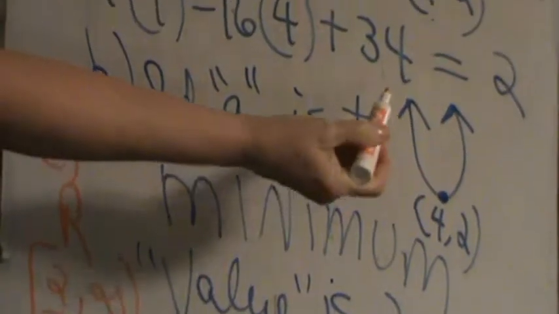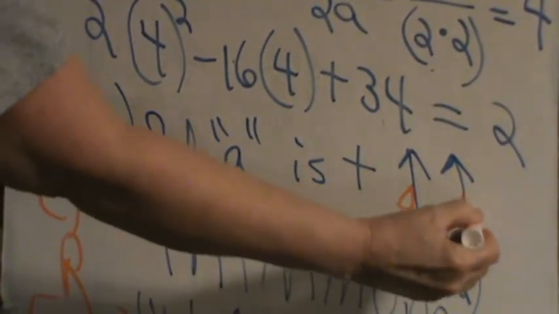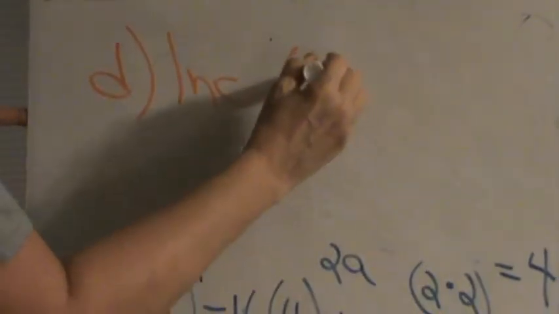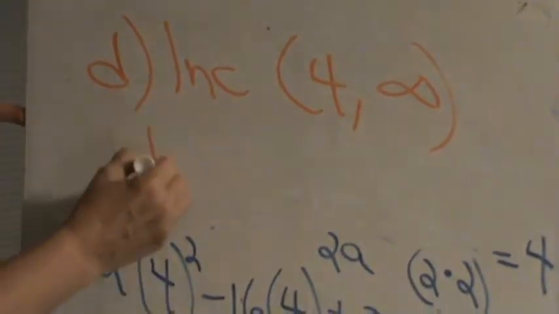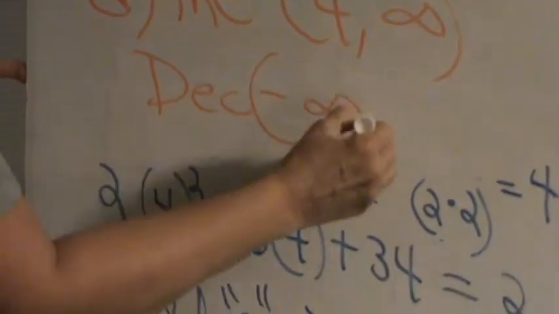All right, and then finally D, where is it increasing and decreasing? Again, I've got the sketch starting at the left. You're decreasing to get down to the vertex, and then you're increasing. So that sketch has helped us a whole lot in answering part D. Increasing is going to be from 4 to infinity. Decreasing is going to be from negative infinity to 4. Always use parentheses.